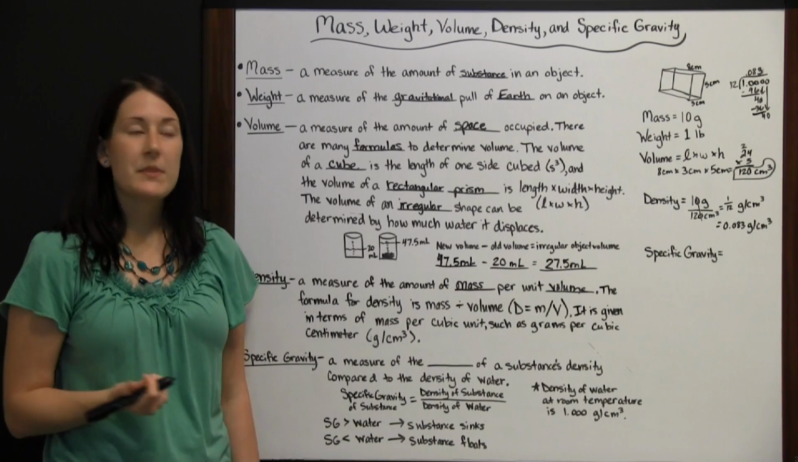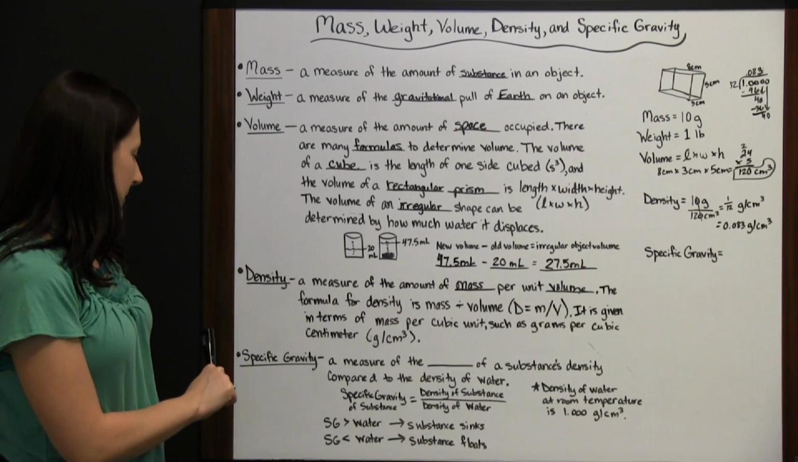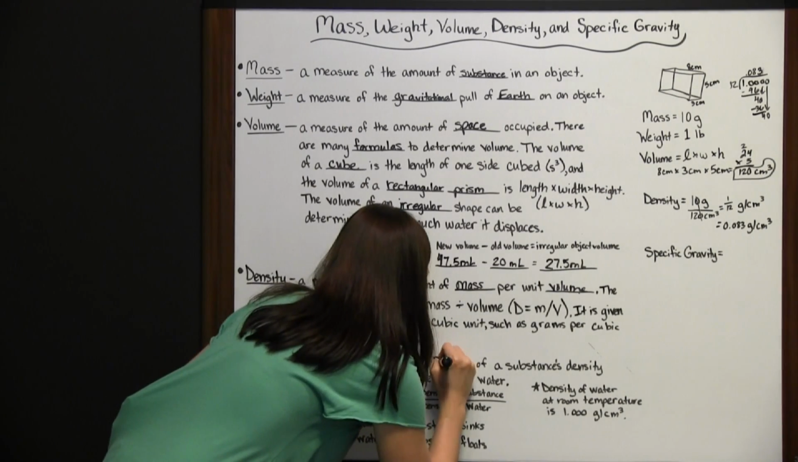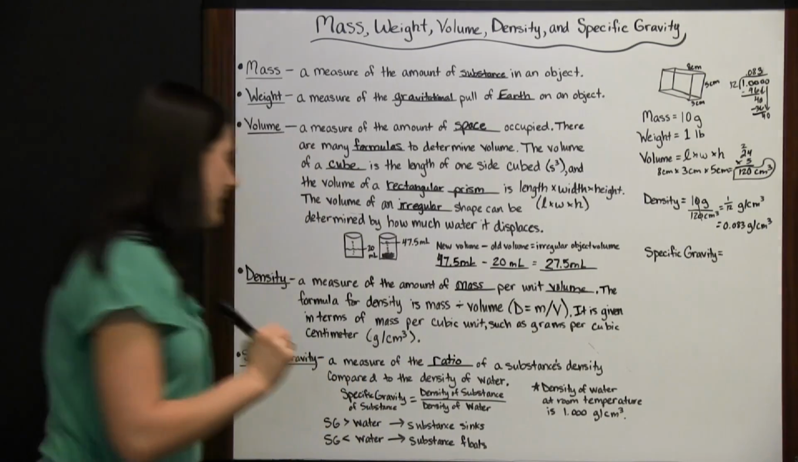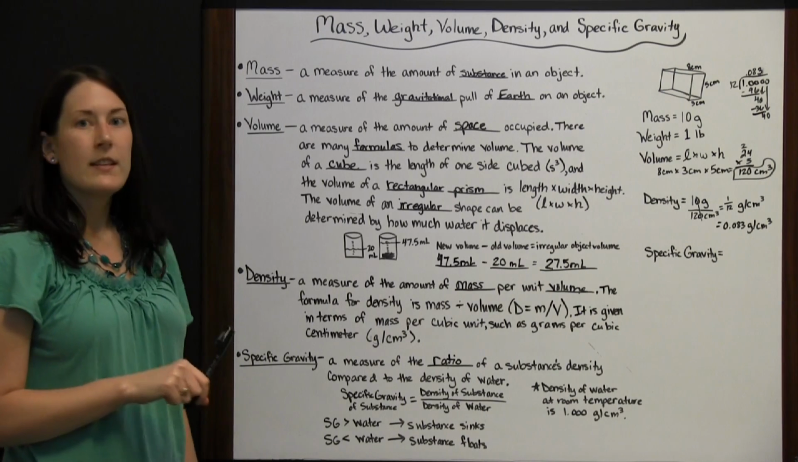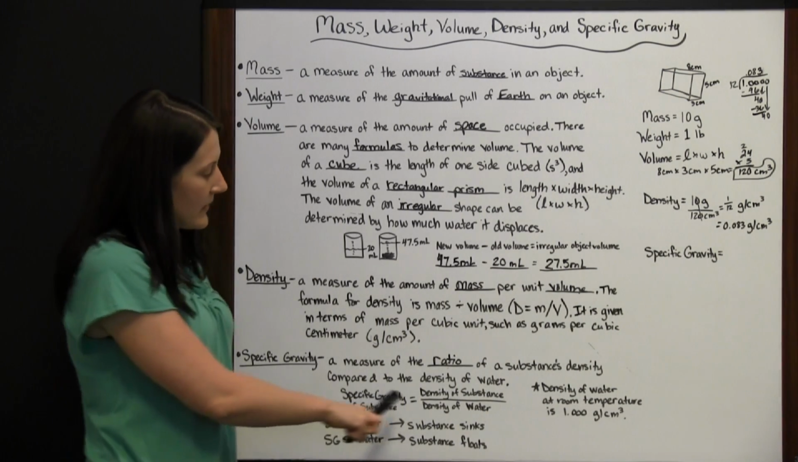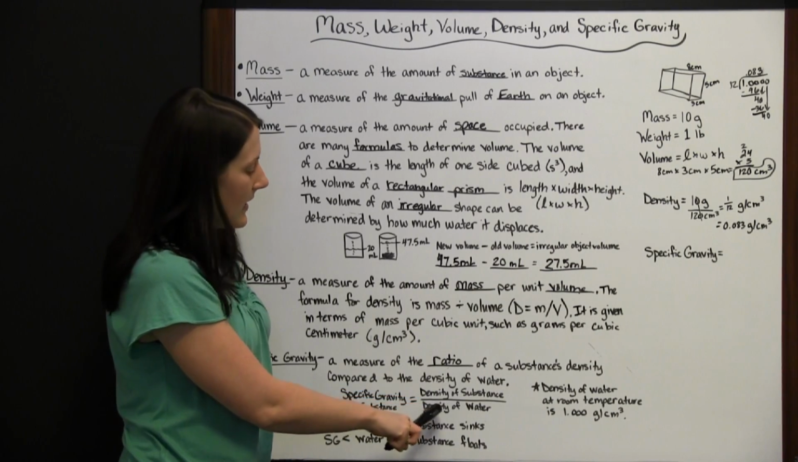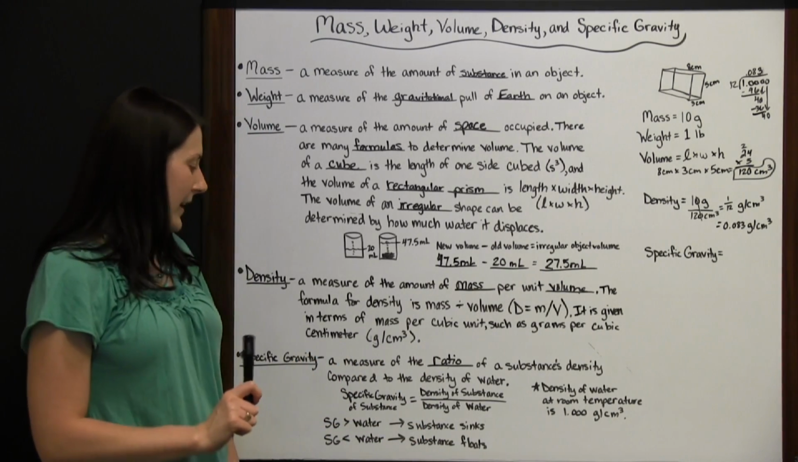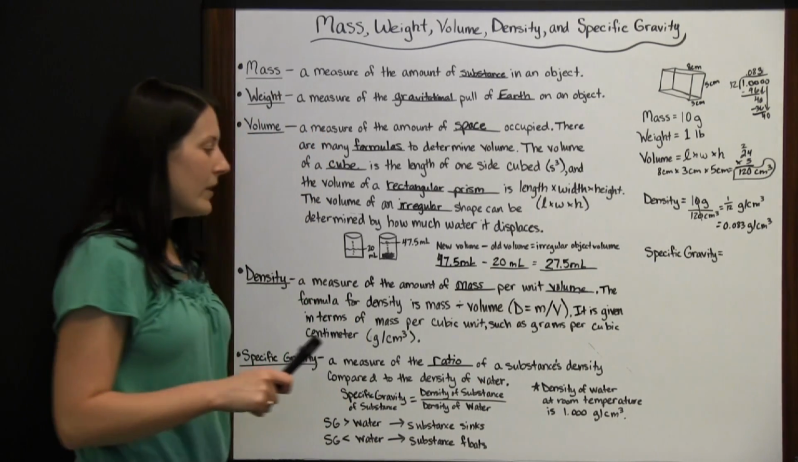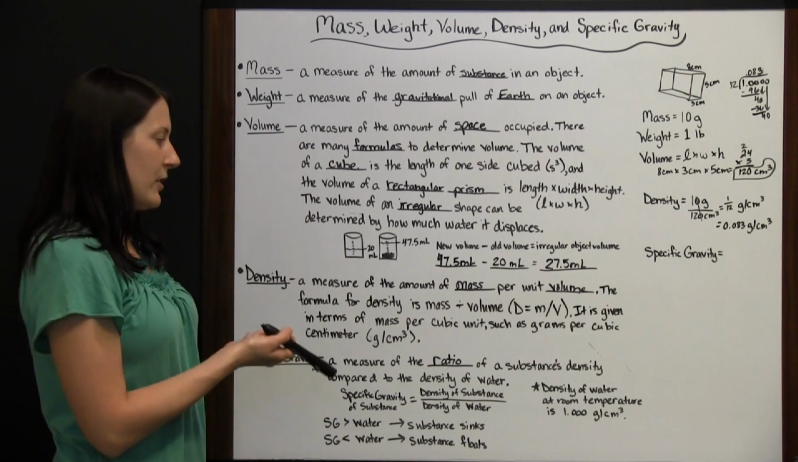Next, let's move on to specific gravity. Specific gravity is a measure of the ratio of a substance's density compared to the density of water. So the specific gravity of a substance would be the density of the substance divided by the density of water. Now, the density of water at room temperature is 1.000 grams per cubic centimeter.